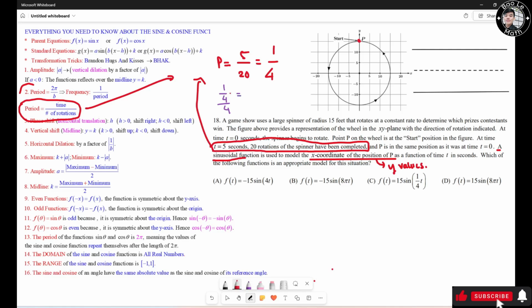We just multiply the top and bottom by 4, so the 4 and 4 right here cancel out. So we have 1 over 16.